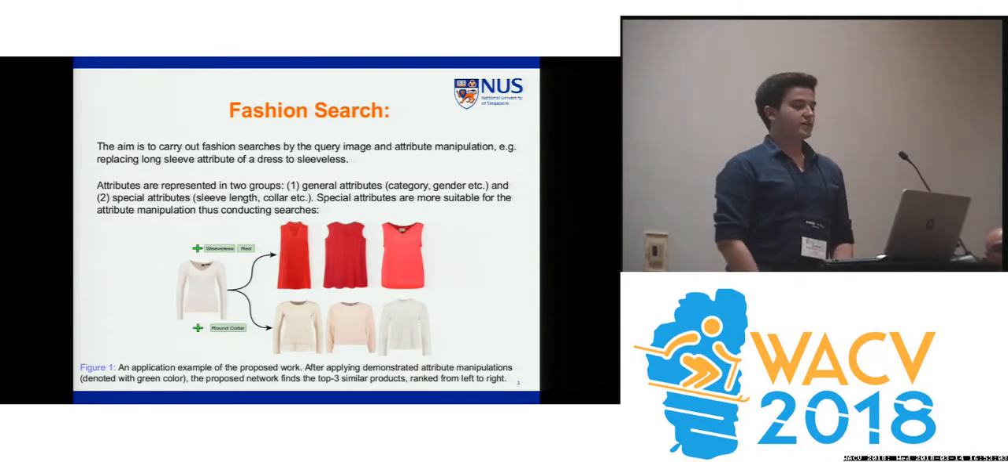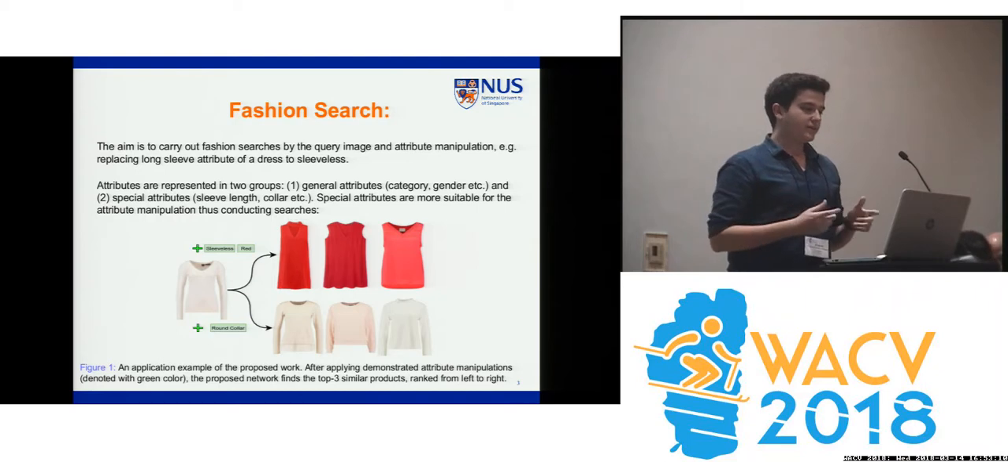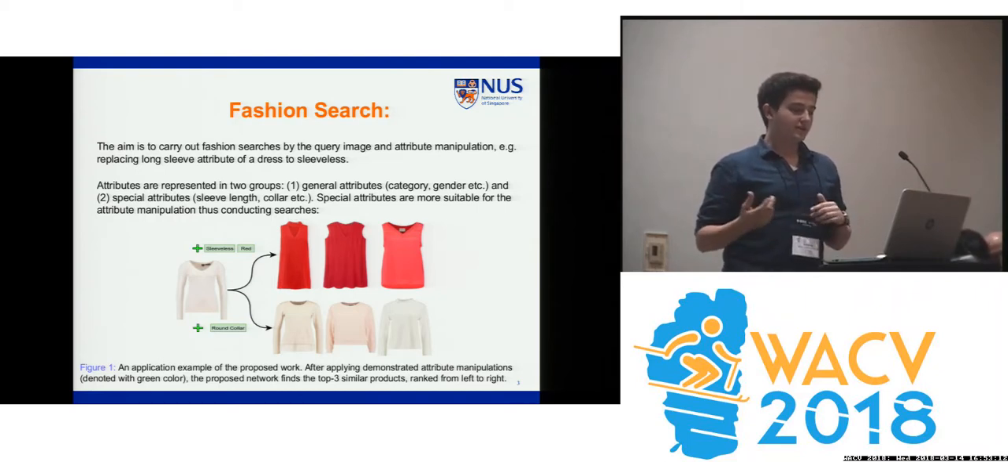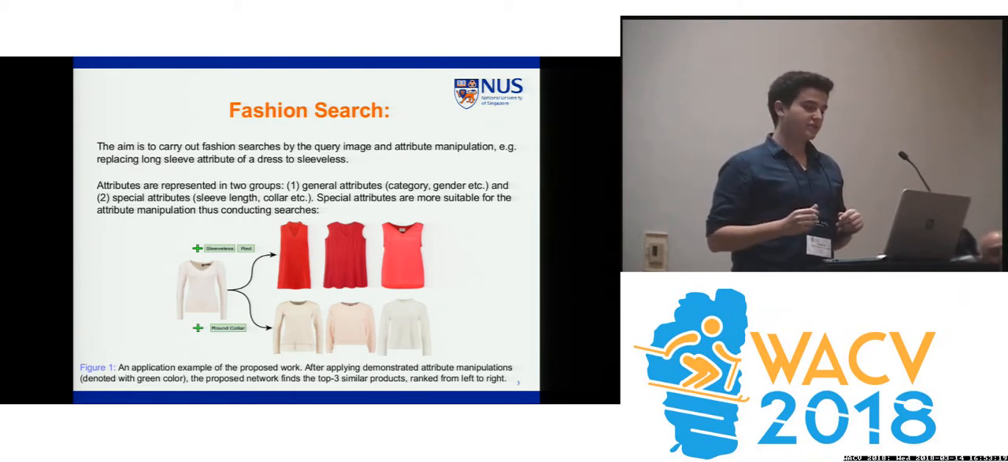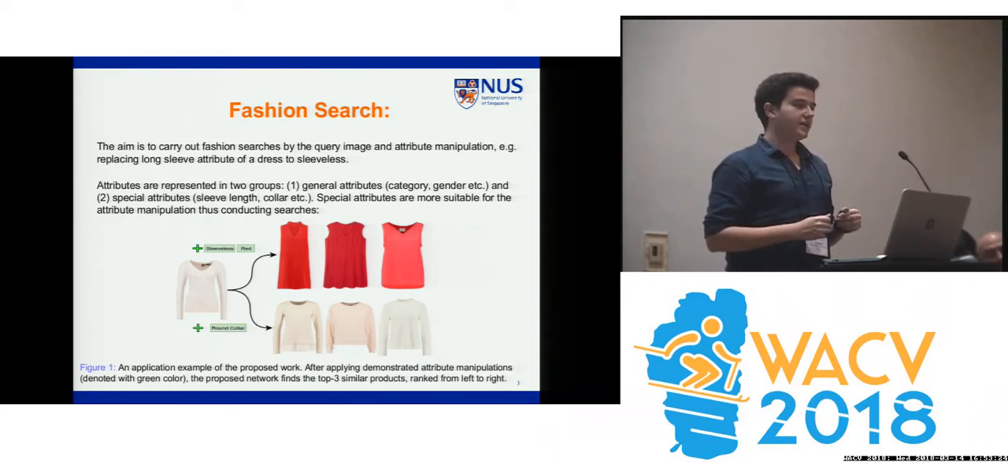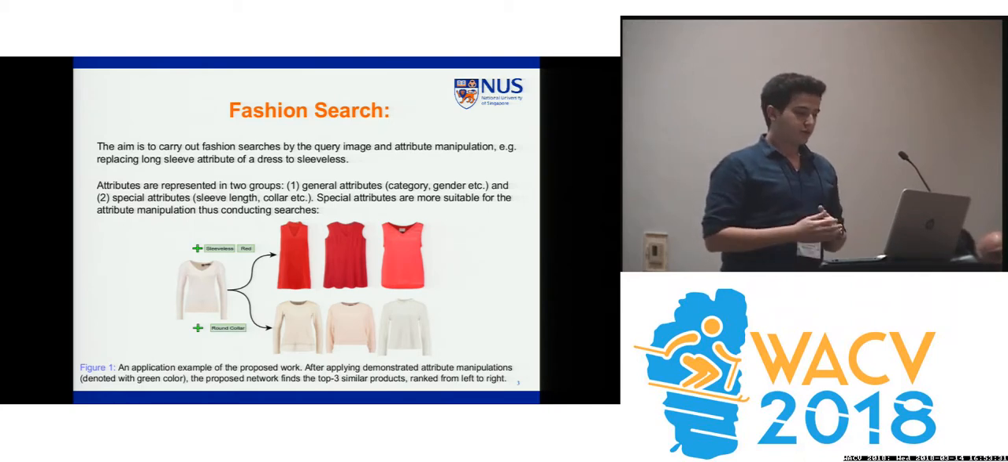So the aim is to carry out fashion searches by the query image and attribute manipulation. For example, this can be replacing the long sleeve of a dress with sleeveless. We represent attributes in two groups. Firstly, general attributes. It can be category and gender, for example. Then special attributes. It can be sleeve length or color, etc.